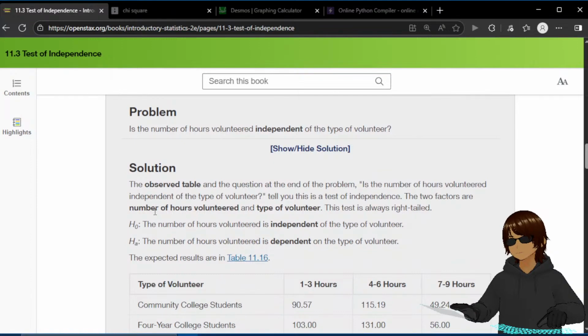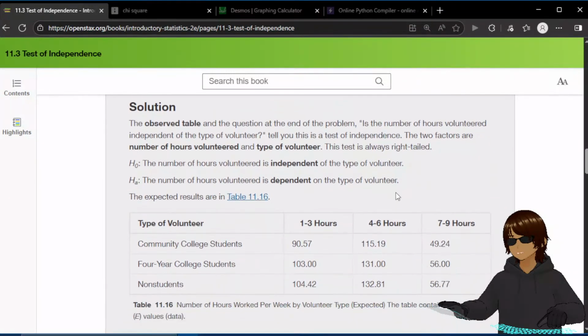Let's see. The observed table and the question at the end of the problem is the number of hours volunteered independent of the type of volunteer. That tells you this is a test of independence. The two factors are number of hours volunteered and the type of volunteer. This test is always right tail. The number of hours volunteered is independent of the type of volunteer. The number of hours volunteered is dependent on the type of volunteer. Okay.